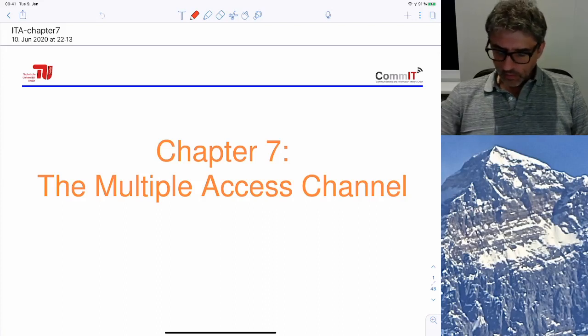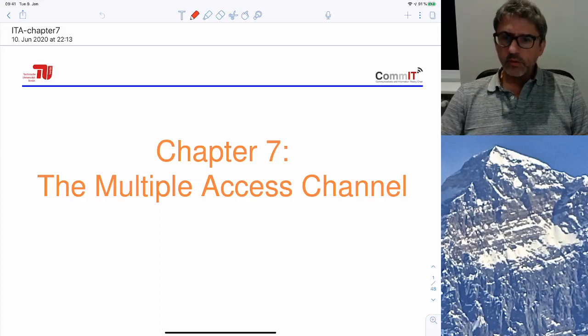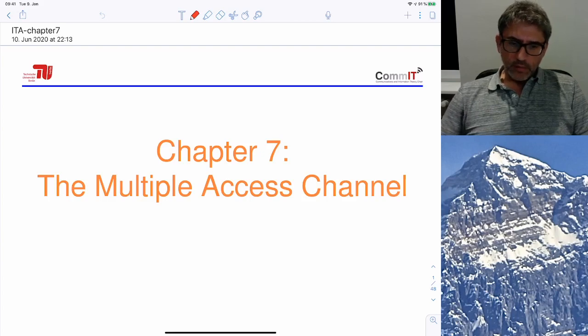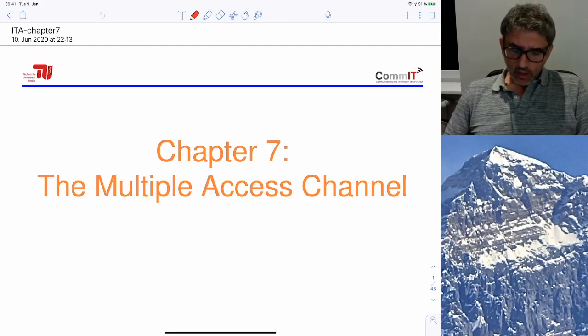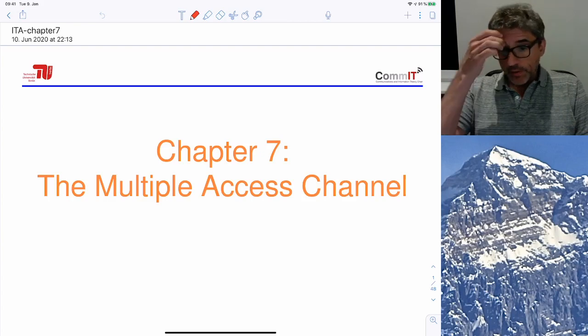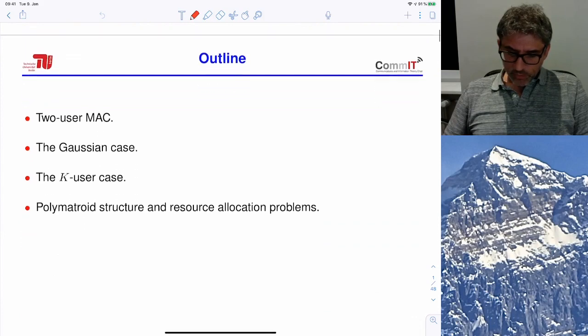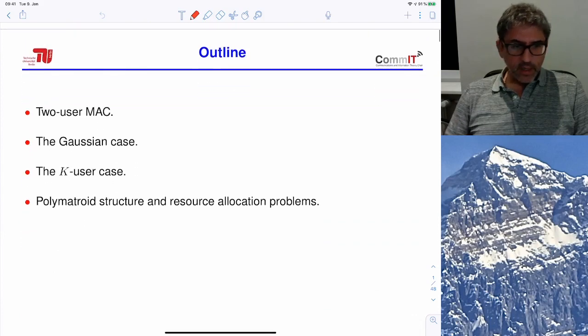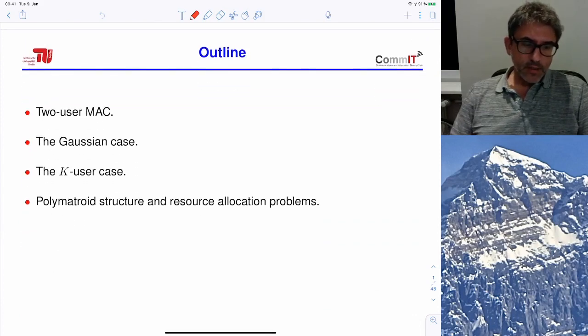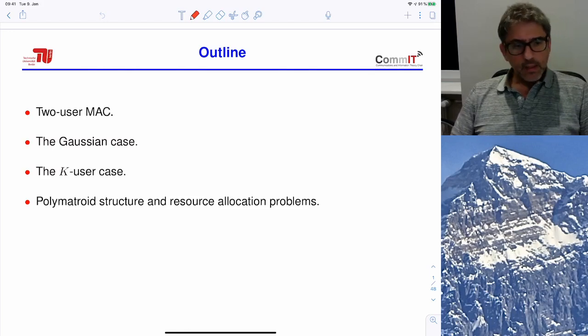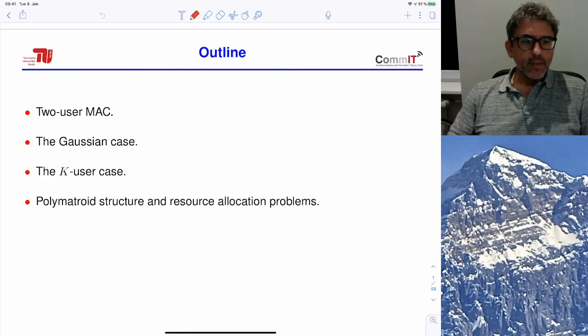Okay, today we are going to introduce the first concept in multi-user information theory. Multi-user because we are considering problems that include more than one transmitter and one receiver. So the goal is to introduce the case of two users, multi-access channel, denoted as MAC.